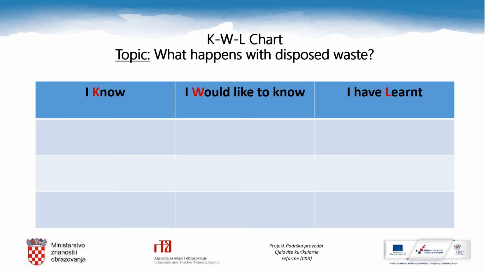Let's first explain KWL chart. You have to draw this chart into your notebooks. The topic is what happens with disposed waste. You need 3 columns. In the first, you write I know. In the second, I would like to know. And in the third, I have learnt. So, if you have everything needed, let's start.